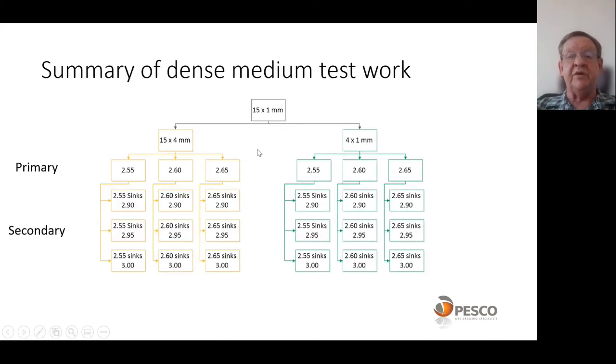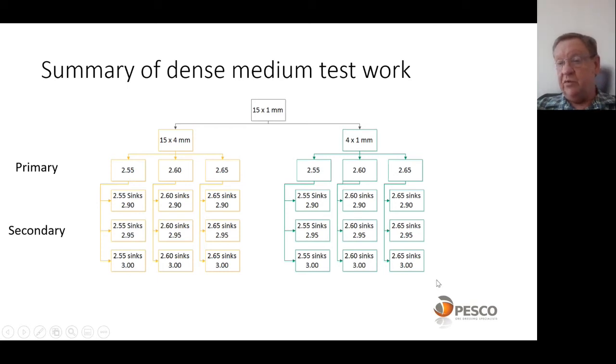What this leads to is the following test work. So you start with your 15 by 1 millimeter. You separate it at your intermediate size into a 15 by 4 and a 4 by 1. Then you have your primary stage. In both cases, you do a separation of 2.55, 2.6, and 2.65 for both size fractions. And then the secondary on each of the sinks from those primary cut densities, you do a 2.9, a 2.95, and a 3 cut density.